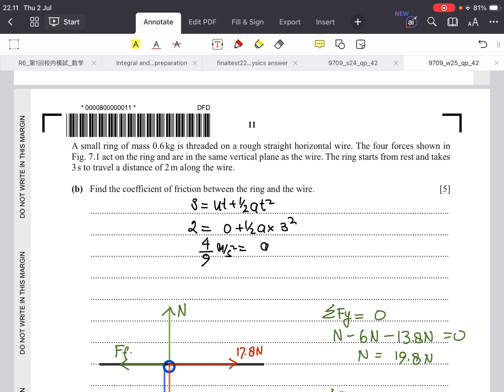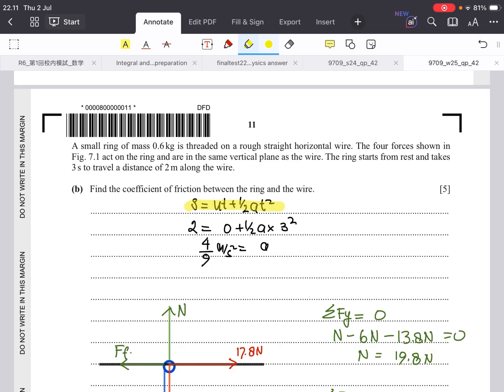So students, first of all, we need to find the value of the acceleration using this information. The ring starts from rest and takes 3 seconds to travel a distance of 2 meters along the wire. So the kinematic formula that we are using here is S equals ut plus half at squared. U is 0, S is 2, and the time is 3. So a is 4/9 meter per second squared.